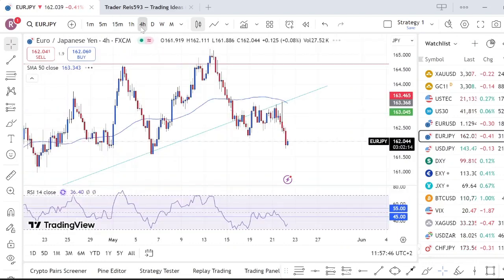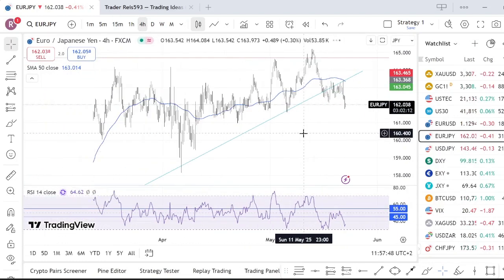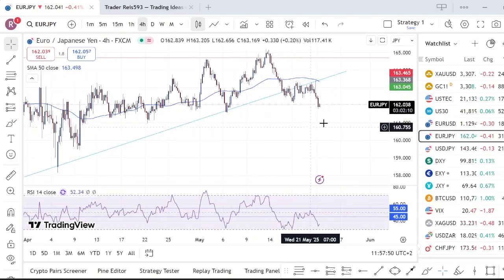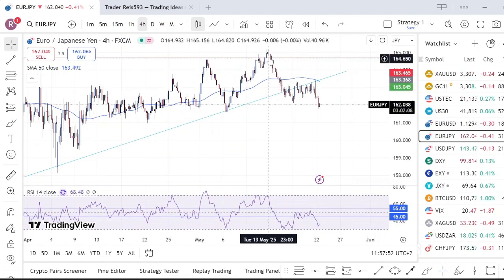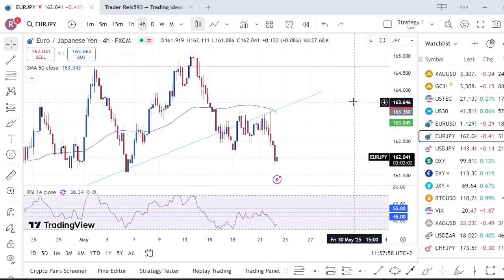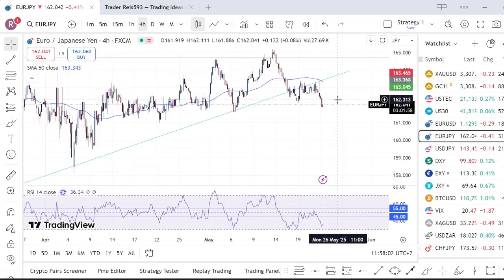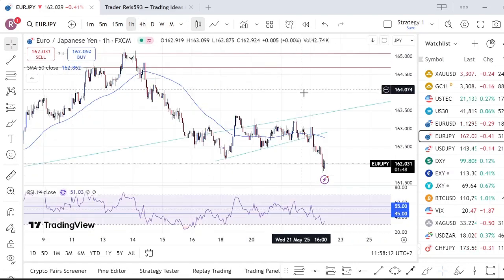Looking at EURJPY, EURJPY has been making very much consolidative moves. We did tap that bearish resistance trend line from the higher time frame, and we've made a downside move. So currently we are in a bearish trend with this market. Upon the 50 SMA, we can see that we are trading below the 50 SMA, and we are very much in the bearish region of the RSI. So further bearish movements are expected.